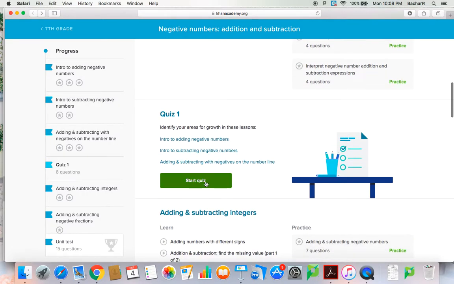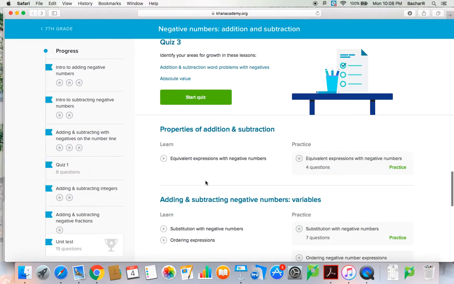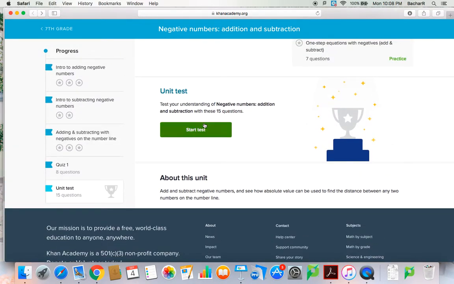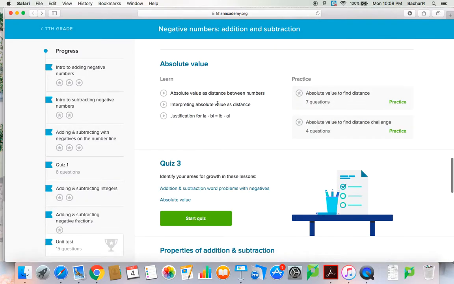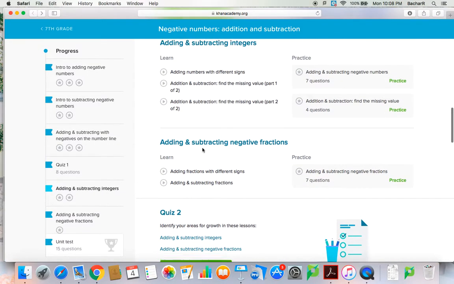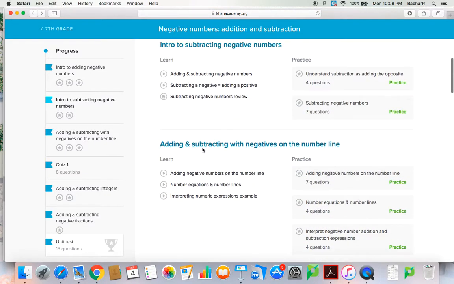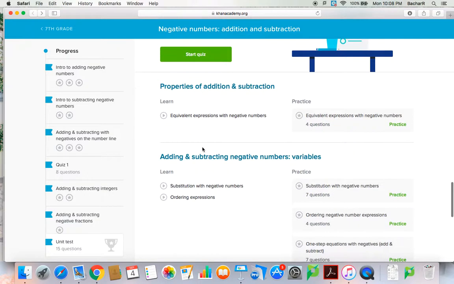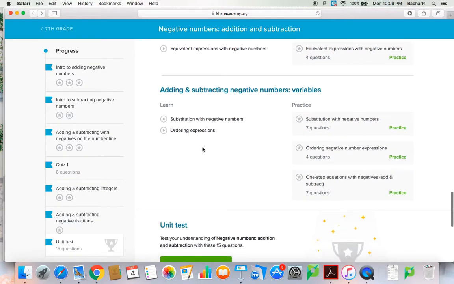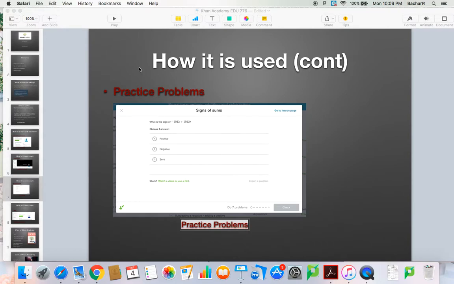And at the end, you could take the quiz that you did at the beginning to see if you've mastered the topics. And at the very end, there's a unit test on negative numbers. So if you passed all 3 quizzes to do absolute values, to do adding and subtracting fractions, adding and subtracting just negative numbers, multiplying them, you could take the unit test to see if you are ready to master the subject in school.